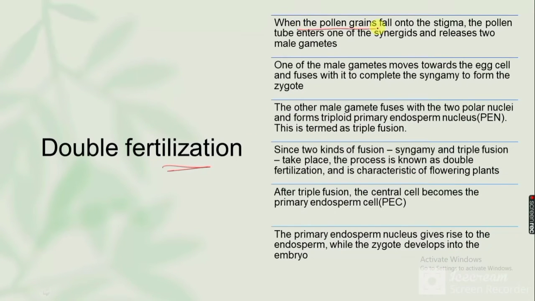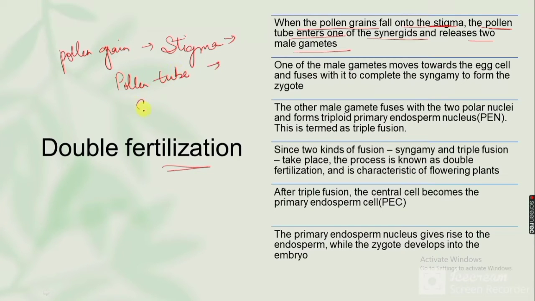Double fertilization. When the pollen grains fall on the stigma, the pollen tube enters one of the synergids and releases two male gametes.